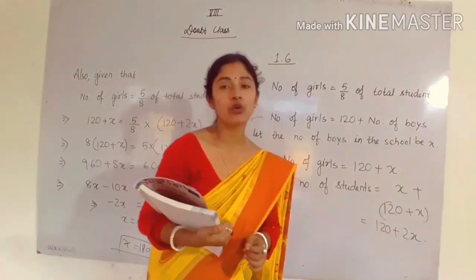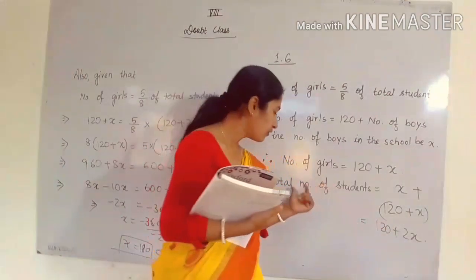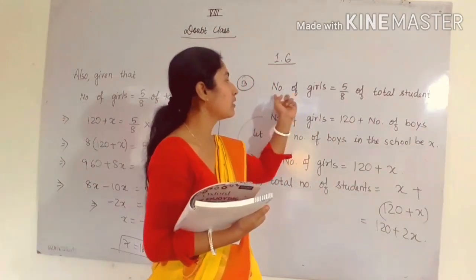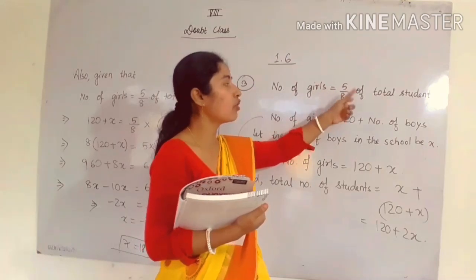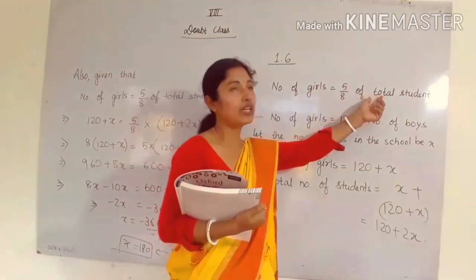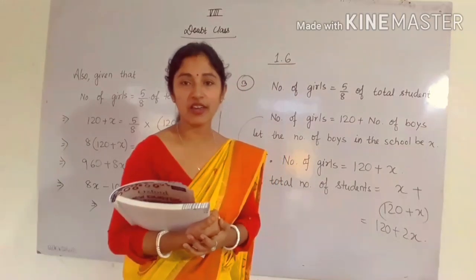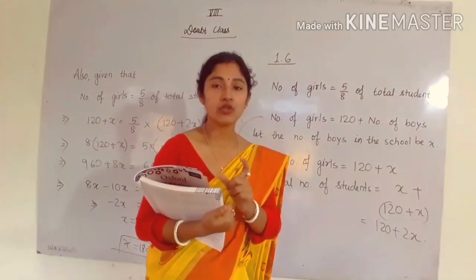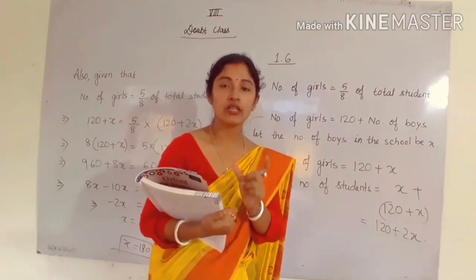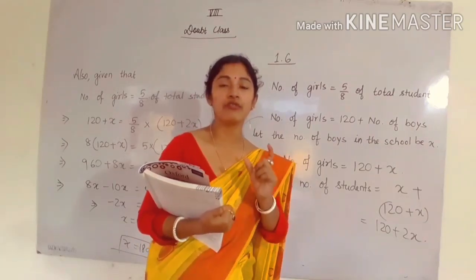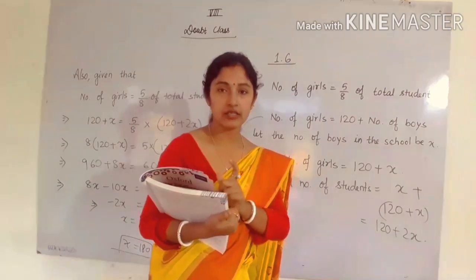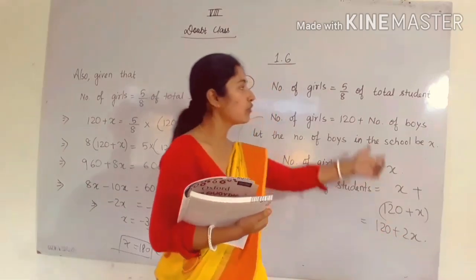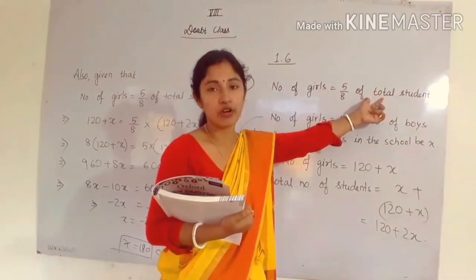So why have I written total number of students? See, here one condition is given above, the first condition, that is number of girls is equal to 5 by 8 of total students. So every time I cannot write total number of students. So we have to form one situation. So what is the total student? That will be number of boys plus number of girls. That is equal to 120 plus 2x. So we will put it in place of total number of students.